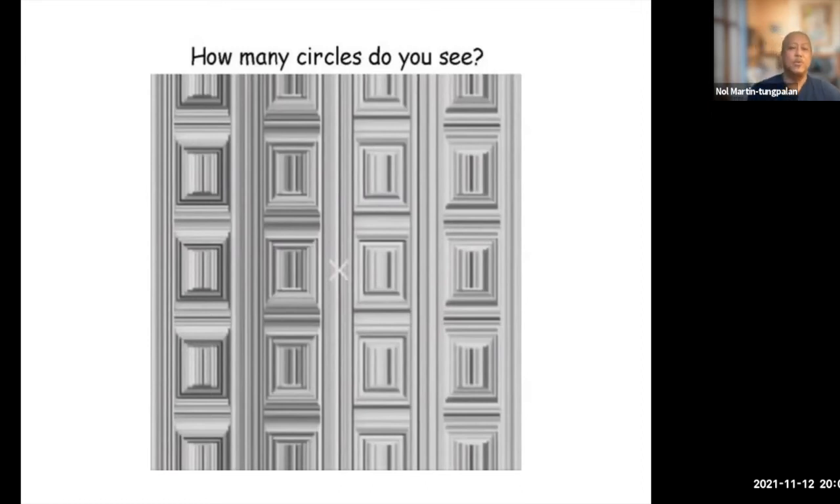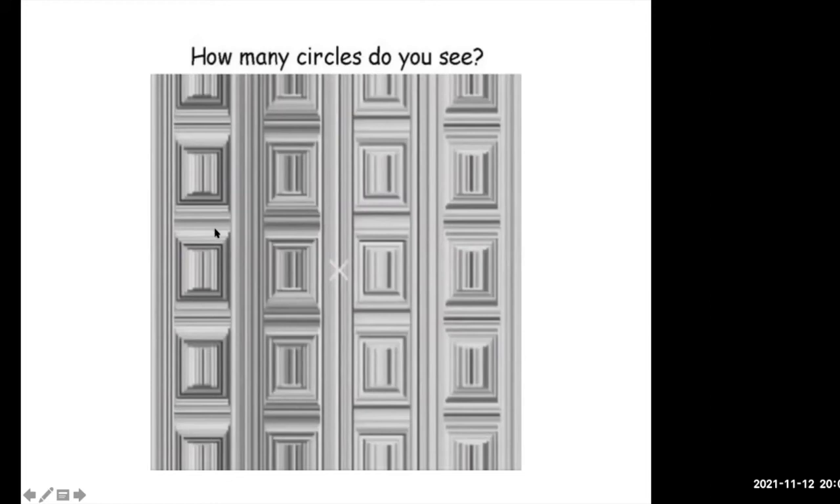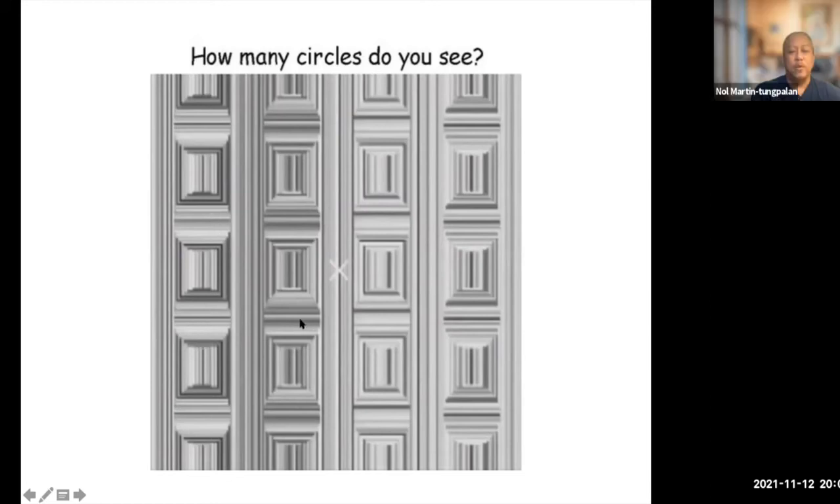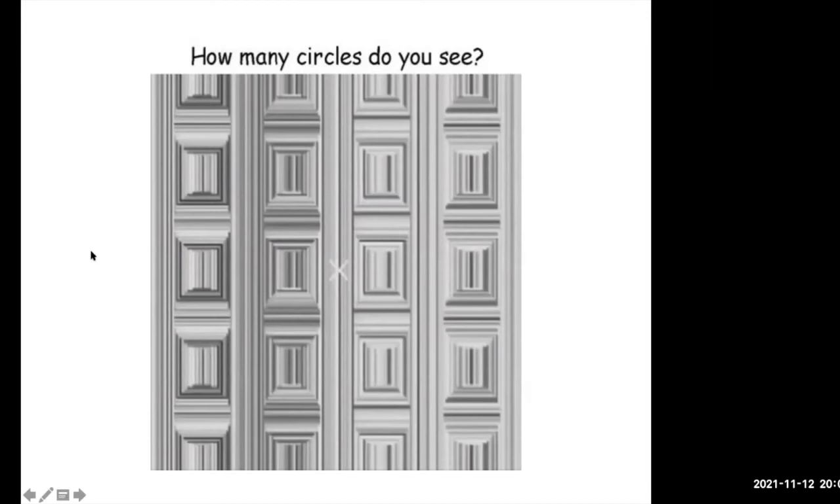And what you see. So let's look at this. Here's a circle, and here's another circle, and another one, another one, another one here, and so forth. So there are 16 basically, right? Someone said 36. How did you get 36? I didn't say that, but I think I know how they may have gotten that number.